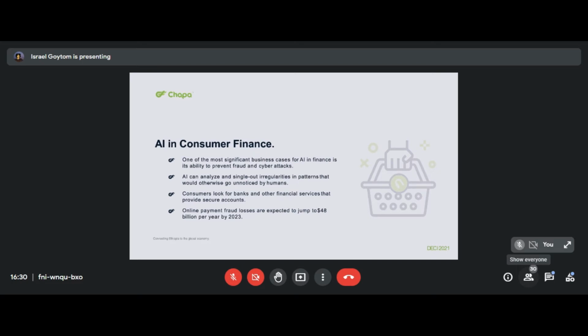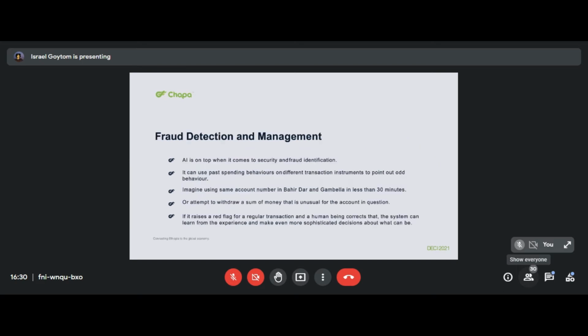Consider banks and financial services. They always want to provide secure accounts. That's one of the reasons the Ethiopian bank sector is still not doing digital banking: they're really afraid of security, whether it's fraud or a cyber security attack. As you know, every business aims to reduce the risks that surround it, and this is true for financial institutions as well.